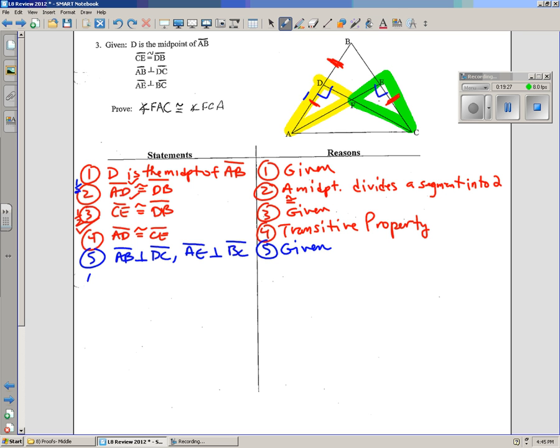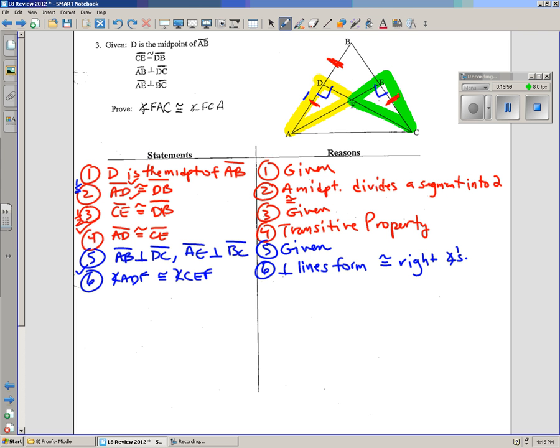So step 6, we're going to name the angles that are part of the triangles. So we've got angle ADF, which is congruent to angle CEF. And this is because perpendicular lines form congruent right angles. And that counts. All right.